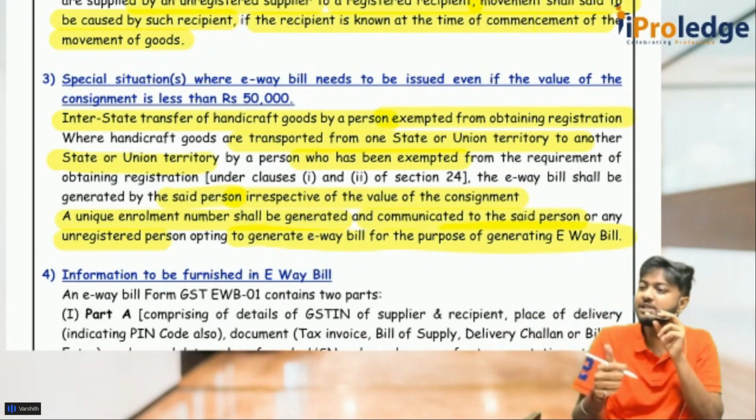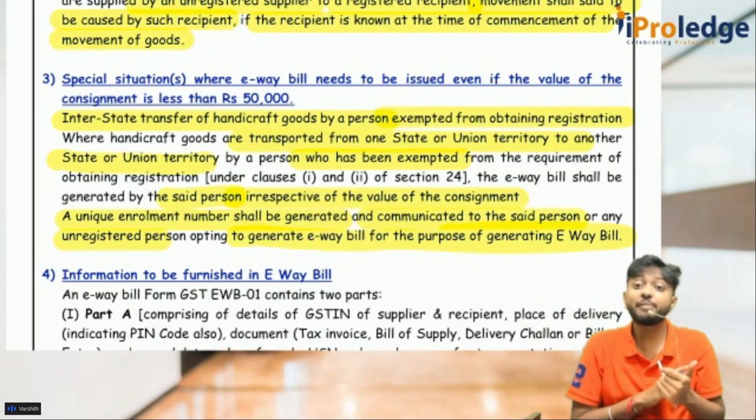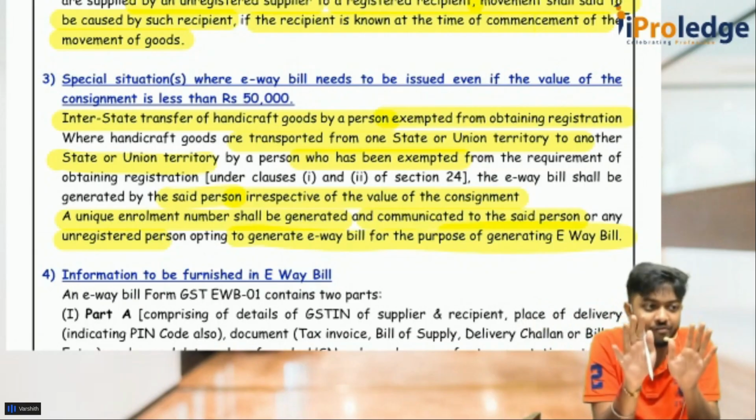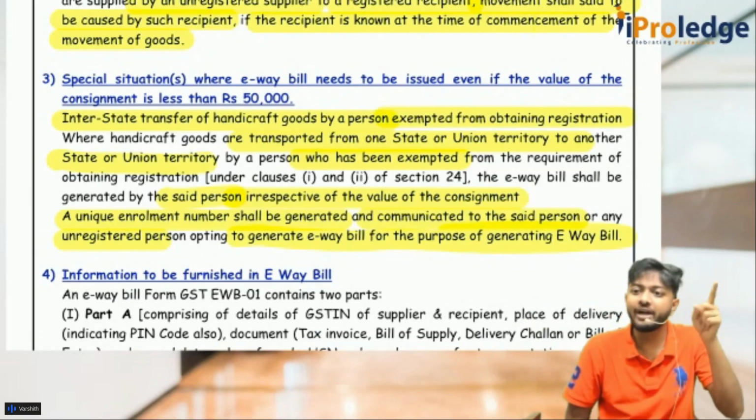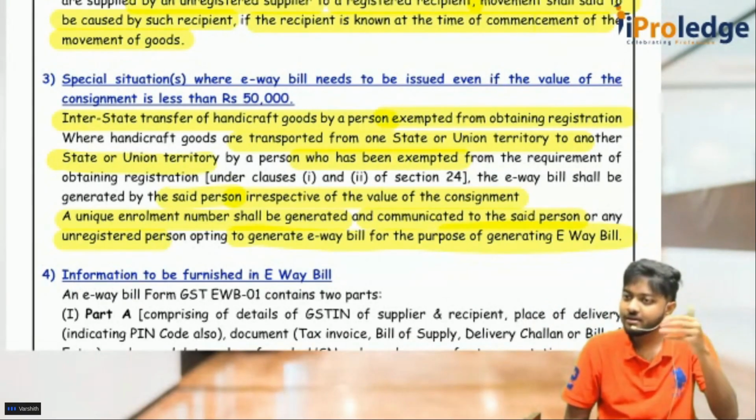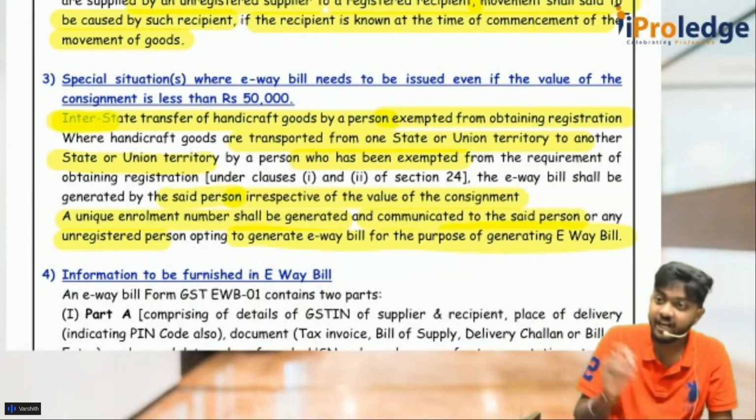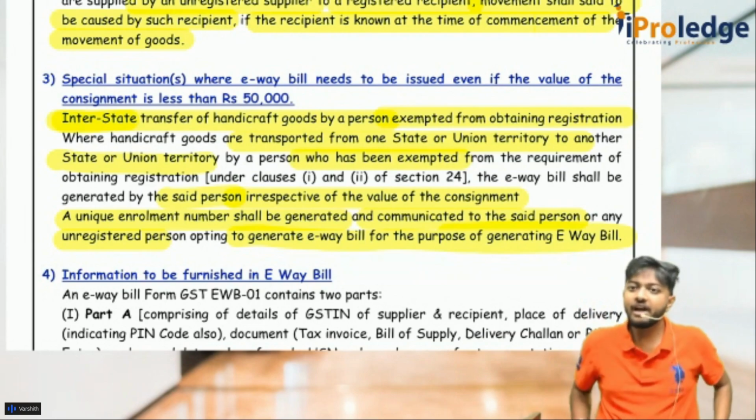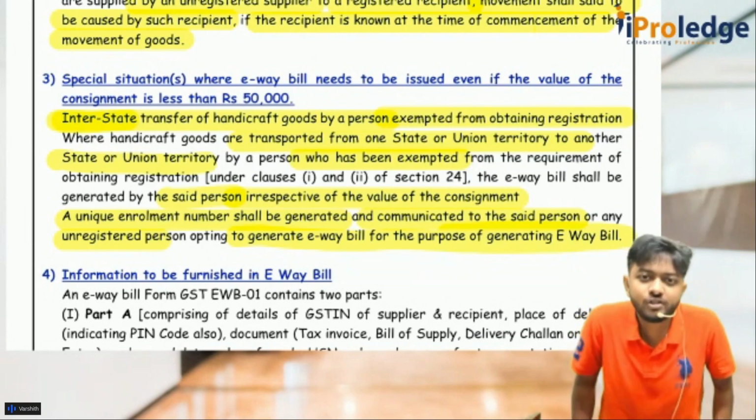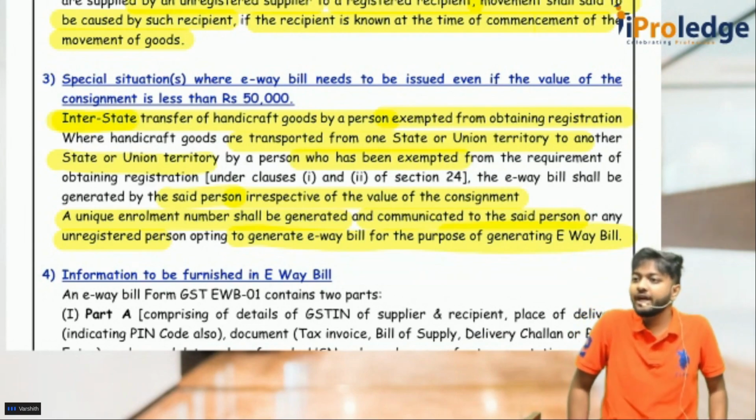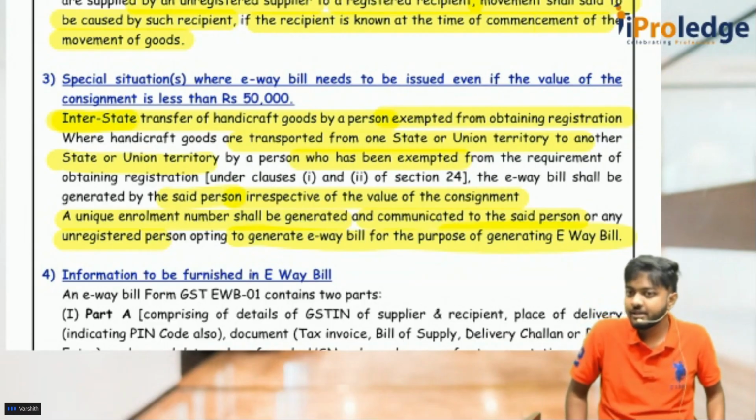So when it is compulsory, e-way bill irrespective of value, that means even if it is 20,000 or 10,000, if they are doing interstate movement, then e-way bill. See, very important, they have used the word interstate. Intrastate, no need. If that guy is doing intrastate supply of handicraft goods, no need of e-way bill. Interstate, we need.